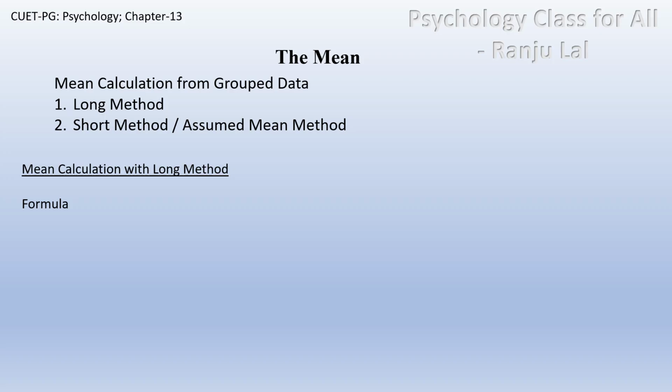Let's say we measured daily screen time in hours of students in a psychology class and arranged them in a frequency distribution table having two columns: class interval of scores and the frequency, or the number of the students.